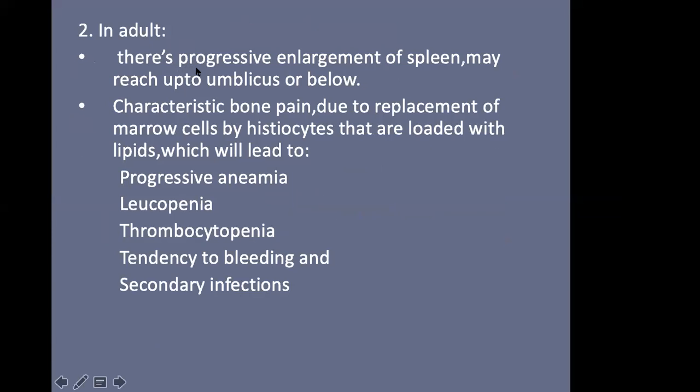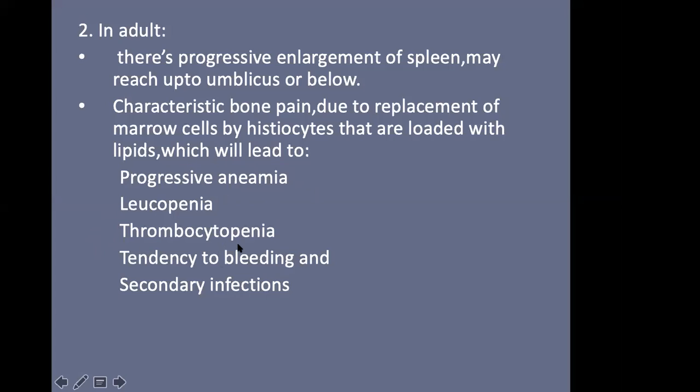As glucocerebrosidase accumulation occurs in the monocyte macrophage system, which includes the spleen, spleen enlargement will occur. The abnormal glucocerebroside in high amounts accumulates in the bone marrow and replaces it. So a person will complain of bone pain due to replacement of marrow cells by histiocytes that are loaded with lipids, which leads to progressive anemia, leukopenia, thrombocytopenia, and bone marrow failure features.